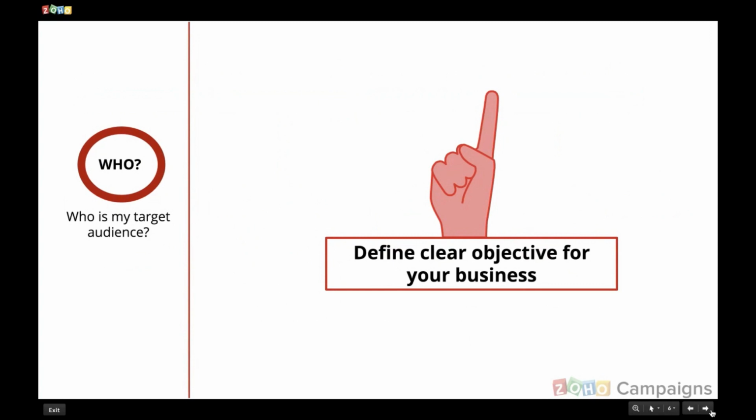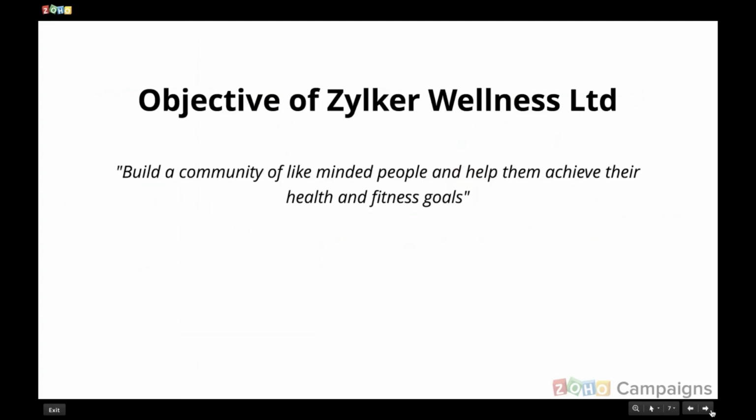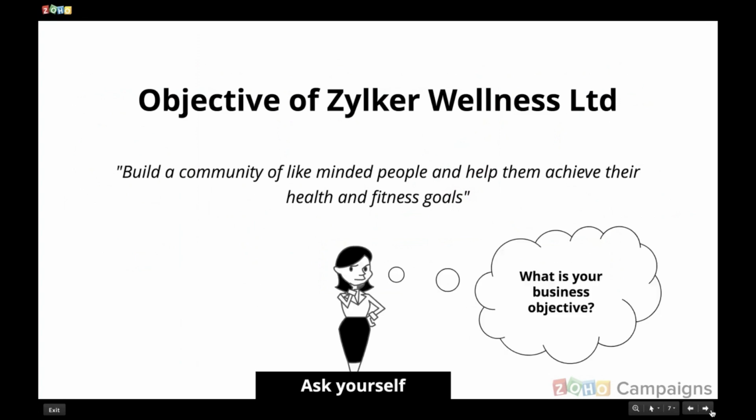Here the objective of Zilker is to build a community of like-minded people and help them achieve their health and fitness goals. That is their objective. This will not be the same as your business objective. So you have to take some time and understand what your business objective is. Obviously, you would have started your business with a clear objective, right?